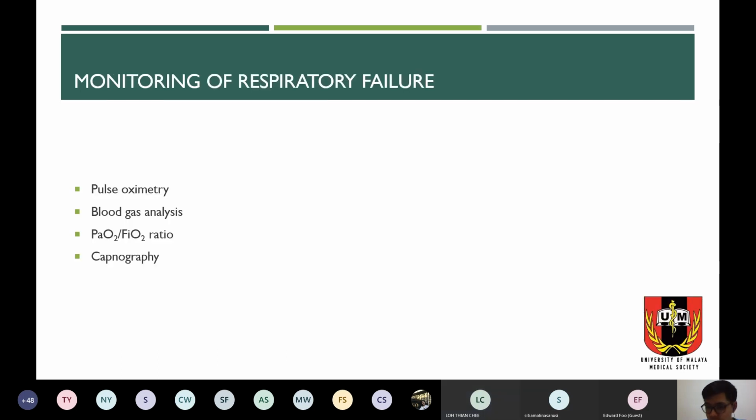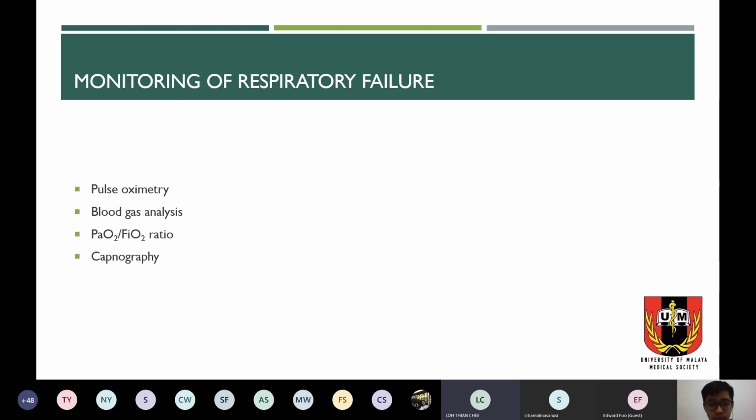Mhm. So just the last few slides. Let's just go a bit quicker. So this is the list of monitoring equipment that we can use for people with respiratory failure. So pulse oximetry, blood gas, PaO2, FiO2 ratio. Doctor, do we need to do this for this patient? PF ratio, I only do it when I suspect acute lung injury and ARDS, because your PF ratio has 100, 200, 300 cutoff points. So that will tell me how bad the ARDS is.